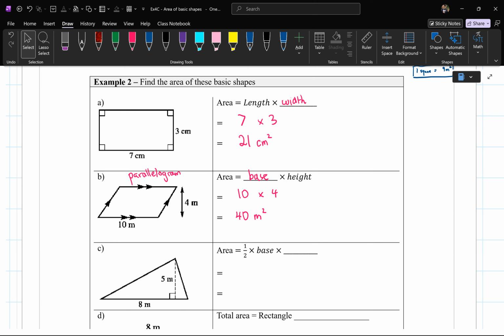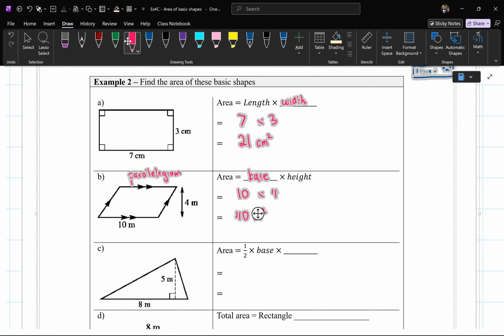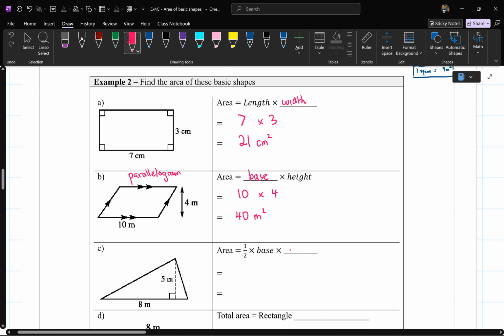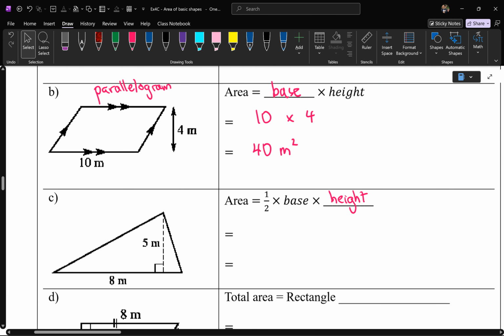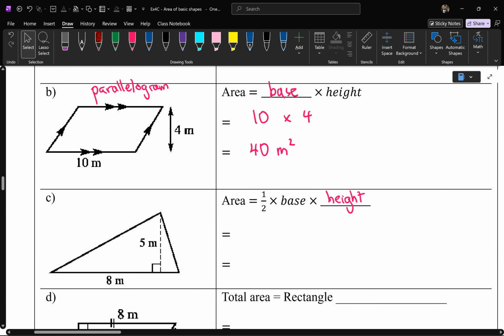What was the formula for a triangle again? Let's go, Elizabeth. Good, so half times base times height. Very good. What is my base in this case? Let's go with Elliot. For a triangle, what's my base? 8. Very good. So it's half of 8 times by height, which is 5.